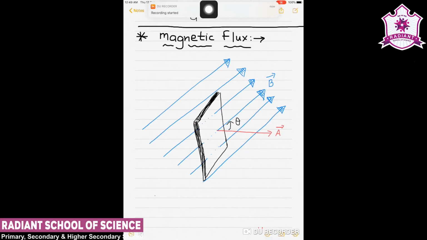Hello dear friends. Today in this session we will see and learn what is magnetic flux.